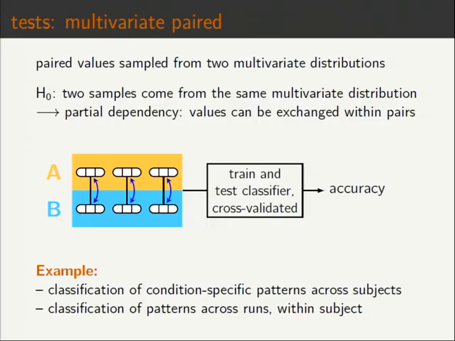Another example would be if you have a multi-session fMRI data set and you obtain multiple patterns within subject. You can reasonably assume that the different sessions, if the pause between them is long enough, are independent. But you cannot assume that patterns estimated from the same session are independent, so you can only exchange patterns within session or within run.